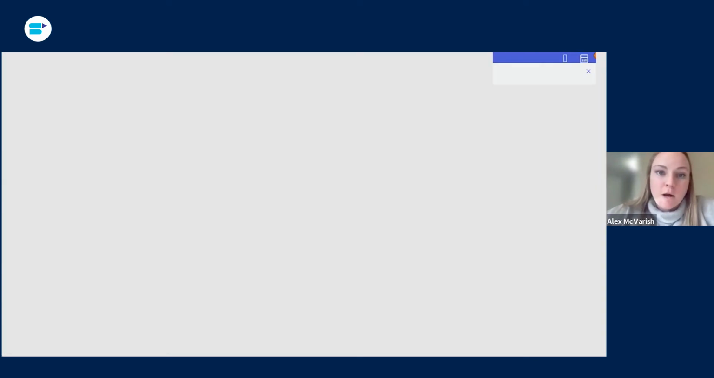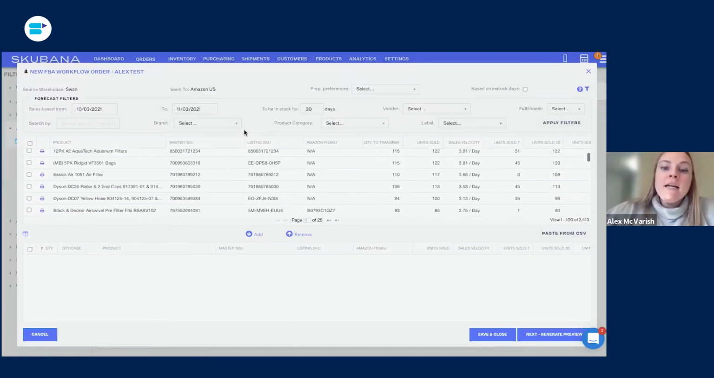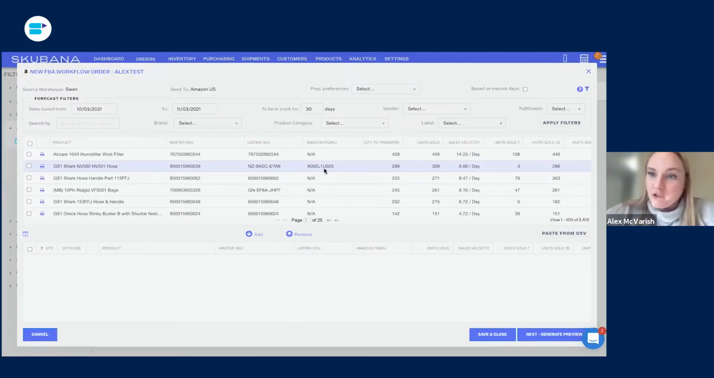Another thing that Skubana does in terms of FBA is that you can actually create your FBA shipment plans in Skubana directly. So you no longer need to work between Skubana and Seller Central. You can create these directly in Skubana and we'll communicate them to Amazon.